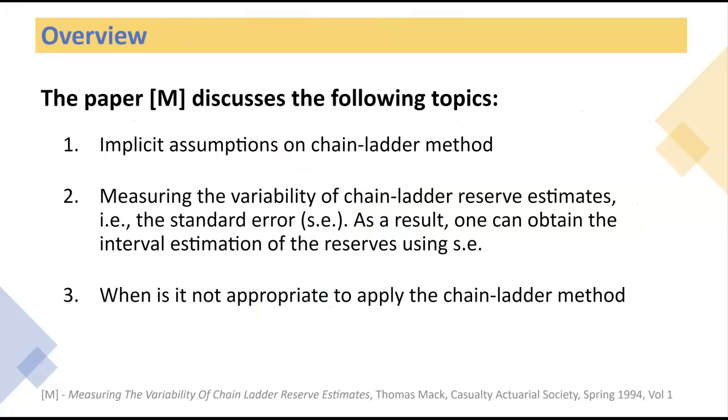In this paper, Mack analyzes the chain ladder method in three components. The first is uncovering some implicit assumptions about the algorithm. Secondly, he derives a formula to measure the variability in reserve estimates by using the standard error to create an interval for outstanding claims reserve and approximate the ultimate claims amount, which is the ultimate goal. Lastly, we discuss when the chain ladder method is not appropriate to use.